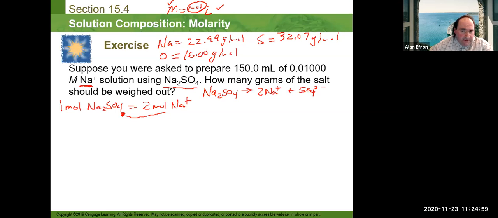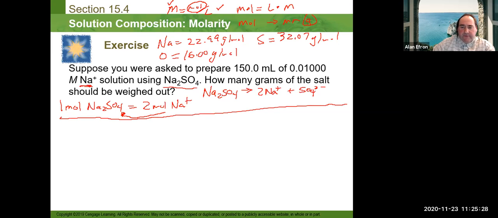Our goal here is to start with figuring out the moles of the sodium ions by using the liters times the molarity, as that's the information given to us. Then we can use this mole to mole relationship to go from just the sodium ions back to the whole sodium sulfate. At that point, once we have the moles, we can use the molar mass to get to grams. So that's the pathway we're going to approach here.